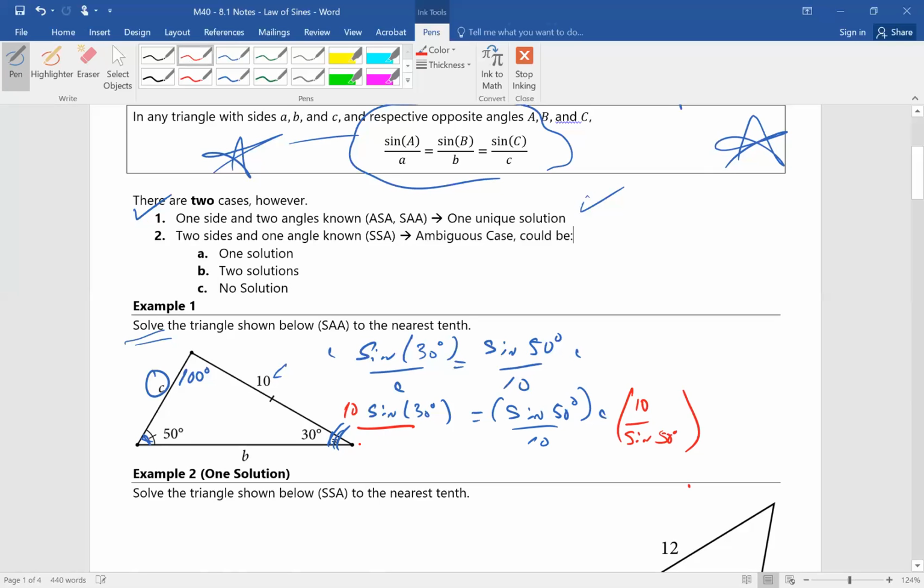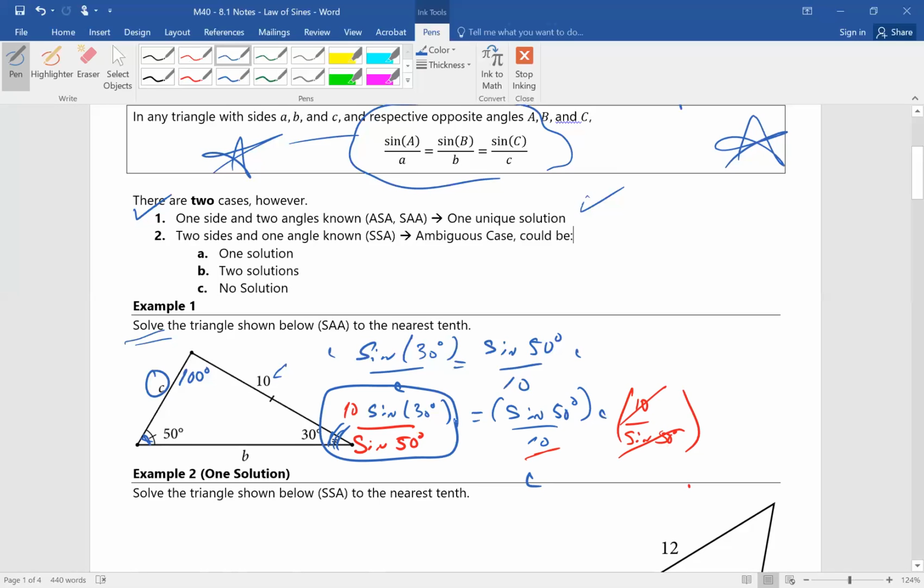Apologies. The sine of 50 degrees. But notice what happens when I do that. This 10 goes with this 10. So that 10 goes, sine of 50 goes with the other sine of 50, and I just end up with C equals all of this other stuff.